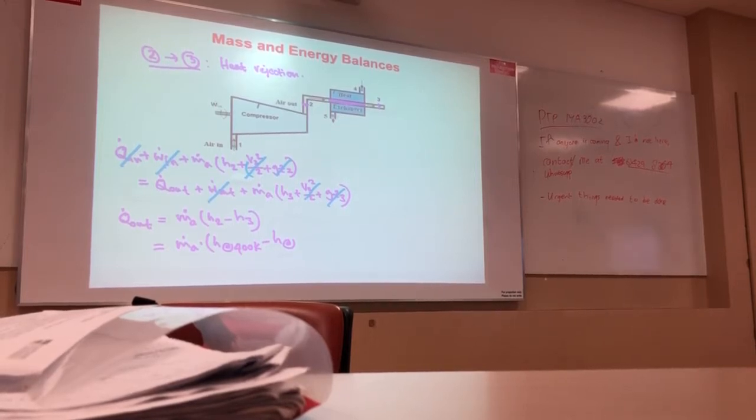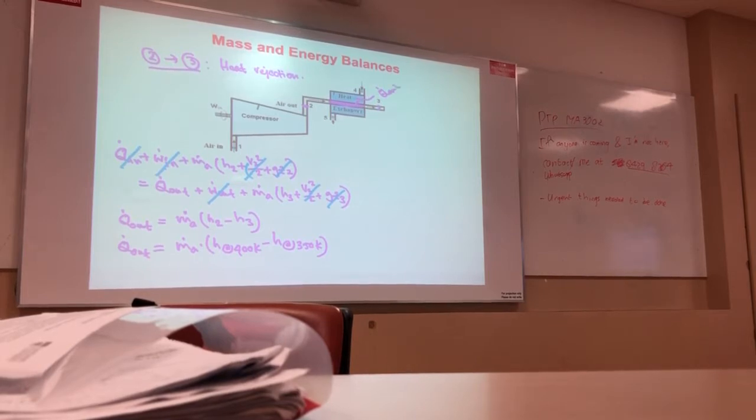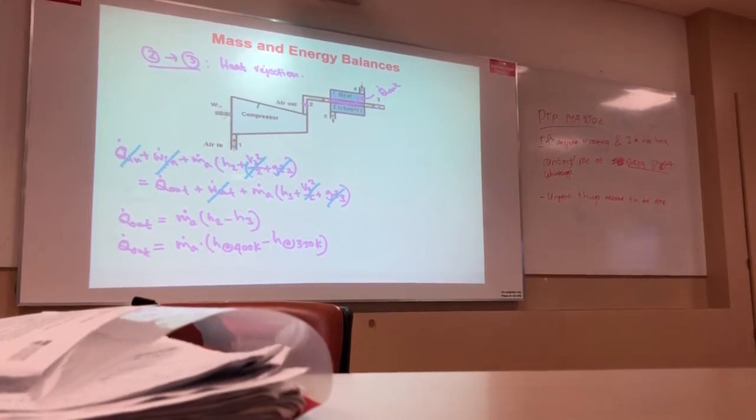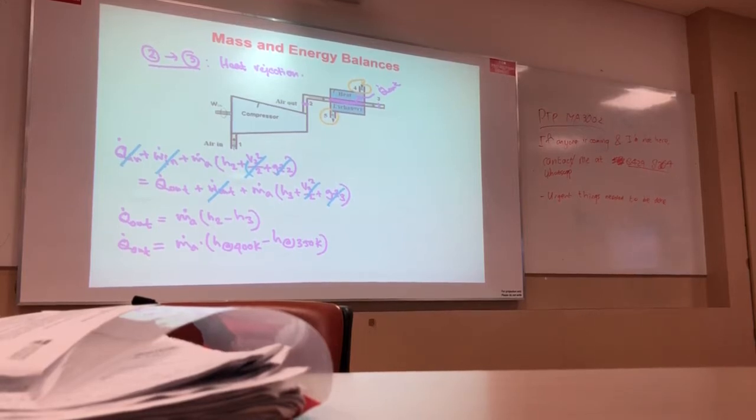So I can write Q dot out. So I say this is Q dot out, right? So now I am going to write the energy balance between 4 and 5. Between 4 and 5, what can I write? Tell me.